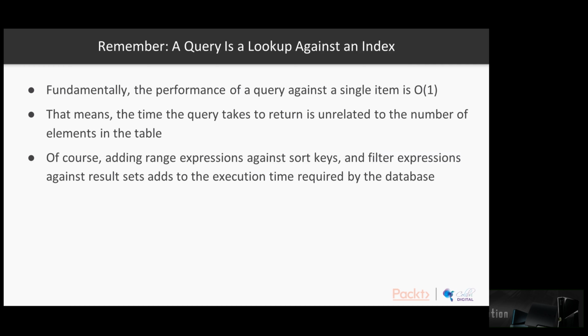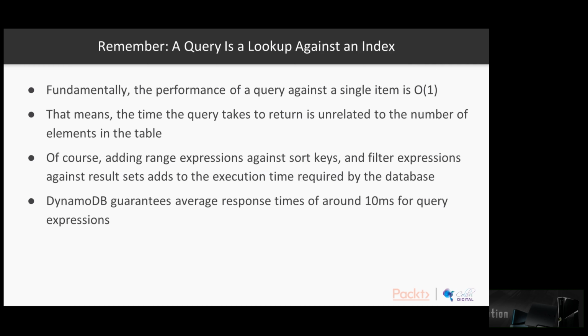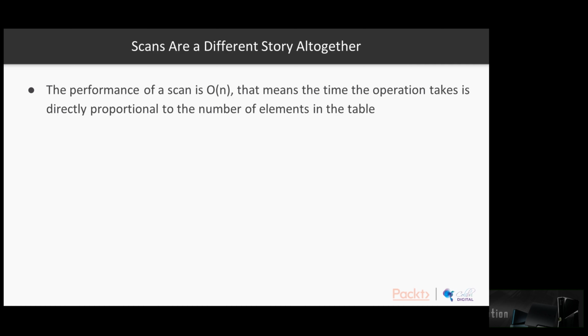Of course, adding range expressions against sort keys and filter expressions against result sets adds to the execution time required by the database, because this gets executed server-side. DynamoDB guarantees average response times of around 10 milliseconds for query expressions. Scans are a different story altogether, and I keep banging on about this because it's absolutely essential that it's well understood. The performance of a scan is O(n). That means the time the operation takes is directly proportional to the number of elements in the table.